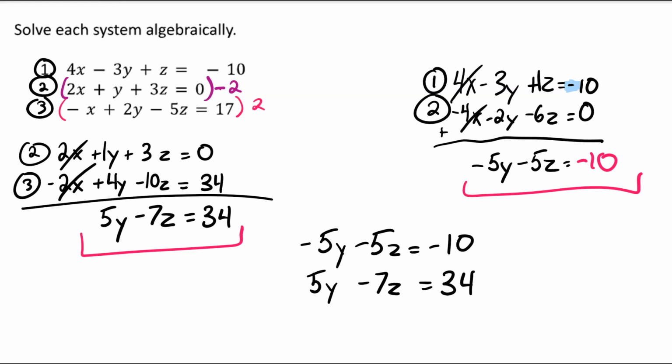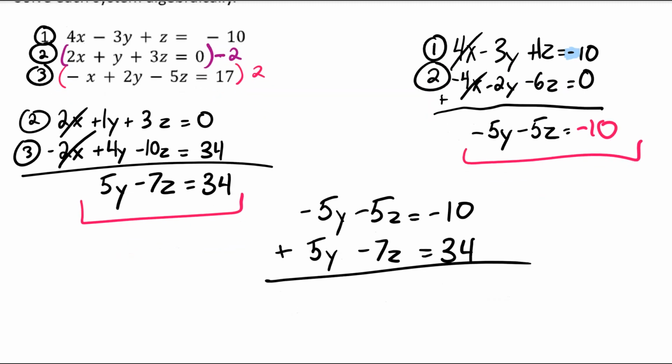Now, depending on what your coefficients are, you might have to multiply one of these equations by something to get one of your variables to cancel. But I noticed my minus 5y and positive 5y already would cancel if I added those equations. So I'm going to add minus 5y and 5y to get 0. Minus 5z minus 7z would make negative 12z altogether. And negative 10 plus 34 is 24.